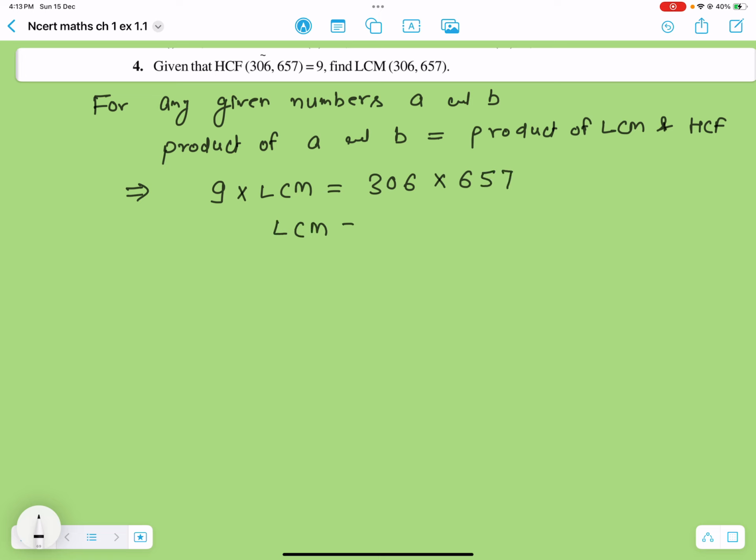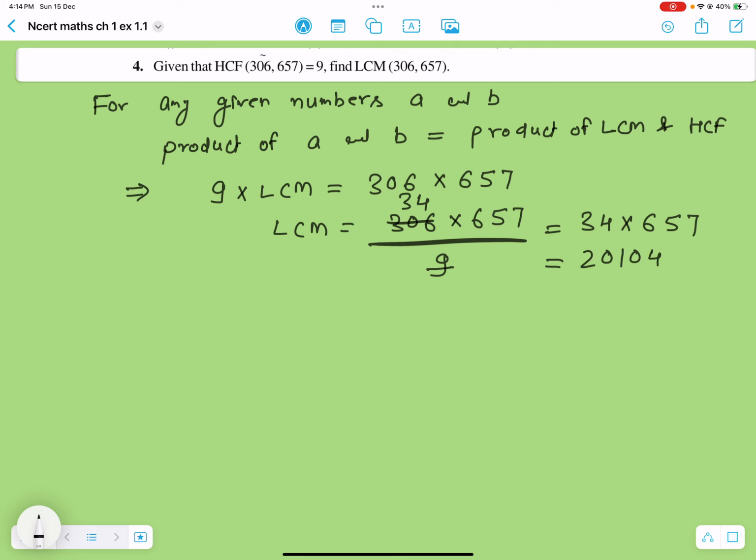So LCM would be 306 multiplied by 657 divided by 9, right? So we can say 34 multiplied by 657, and this will be your answer. If you multiply these two numbers, the number becomes 201,042. So that's your answer.